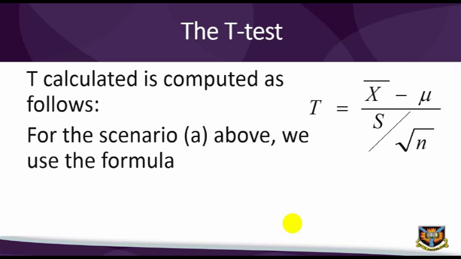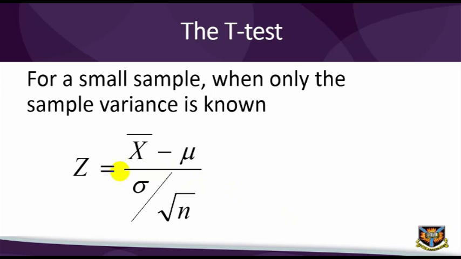This is for a small sample, when only the sample variance is known, or z is equal to x bar minus mu over sigma over square root of n for a large sample, and when the population variance is known, where x bar is equal to sample mean, mu is equal to population mean, s is equal to sample standard deviation, sigma is equal to population standard deviation, n is equal to sample size.